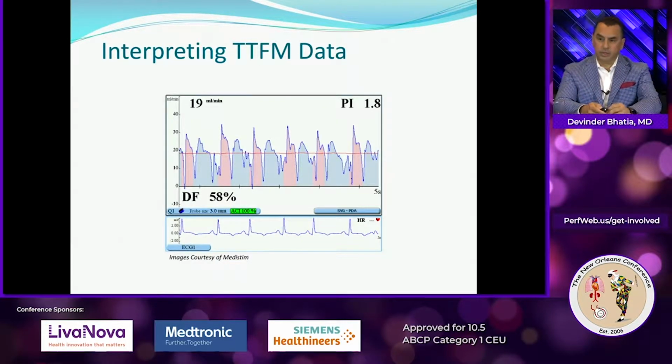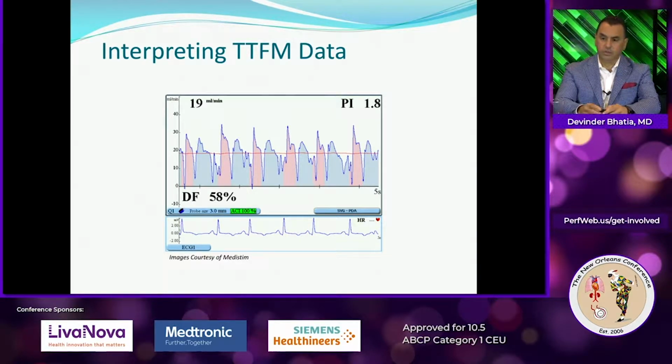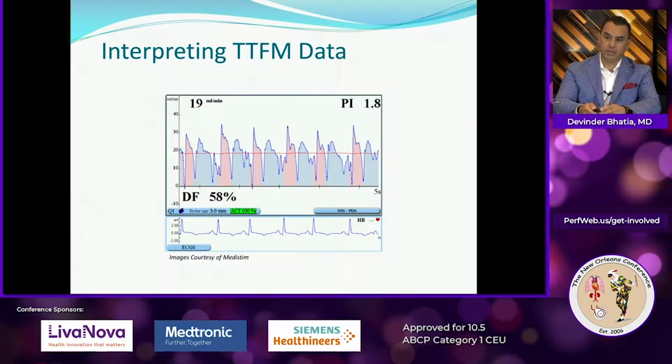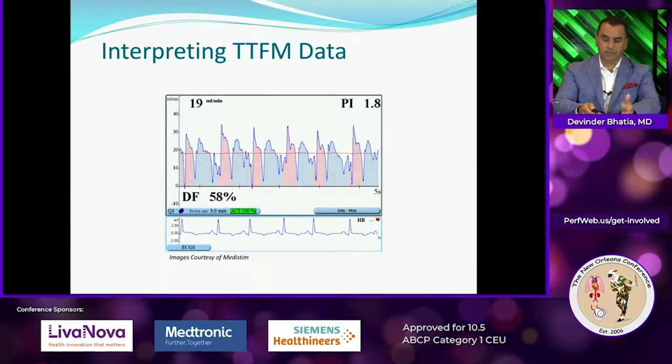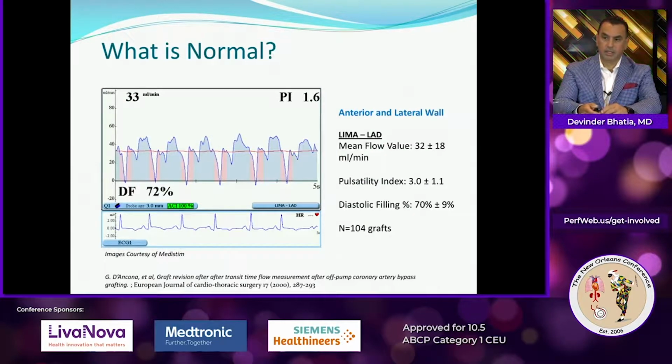So how do we interpret the flow probe analysis? You can see, again, another picture of a flow measurement in a graft, and you see the 3 numbers in black. The upper left is the 19. That is the flow that's measured in the bypass graft. The upper right is the pulsatility index. That number should be less than 5 and ideally less than 3. And a diastolic filling of anywhere from 50 to 75%, depending on whether it's a right or a left-sided bypass, meaning right coronary versus the left-sided coronaries.